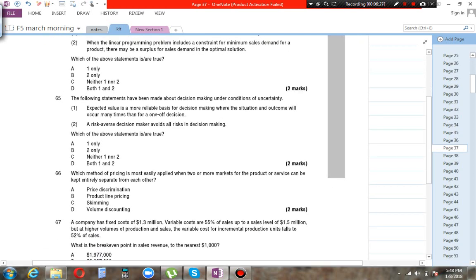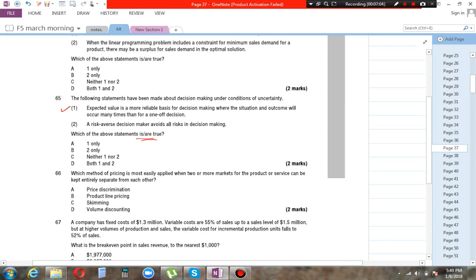65 says the following statements have been made about decision making under conditions of uncertainty, right? And again we have to see if the statement is true or false. Expected value is a more reliable basis for decision making in a situation where outcomes will occur many times than for a one-off decision, right? This statement is true. Expected value is not used for one-off decisions. It is normally used for long-term decision making.